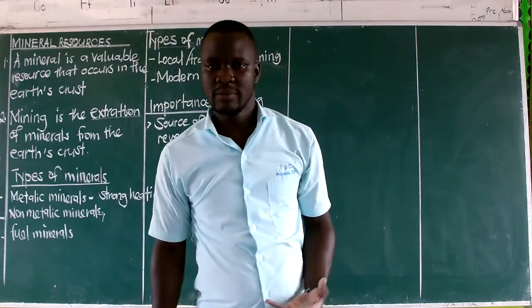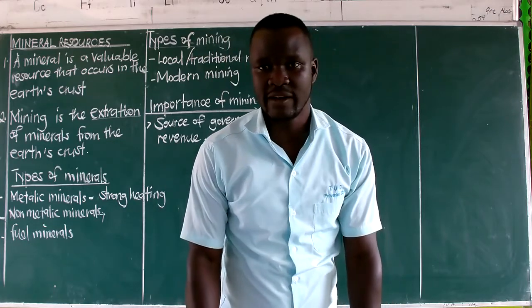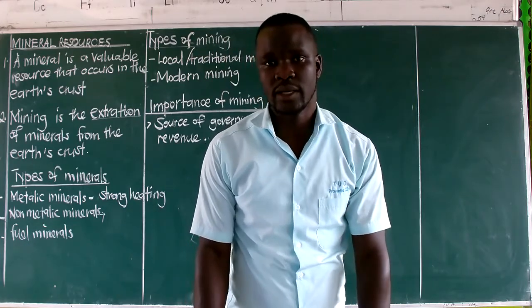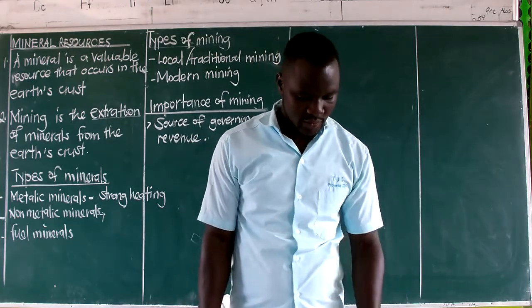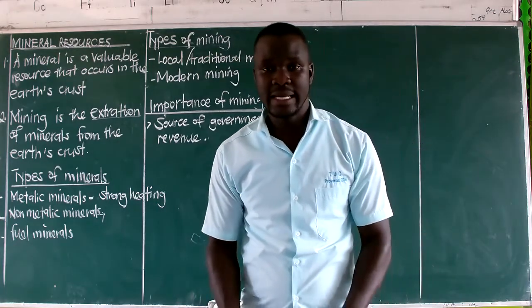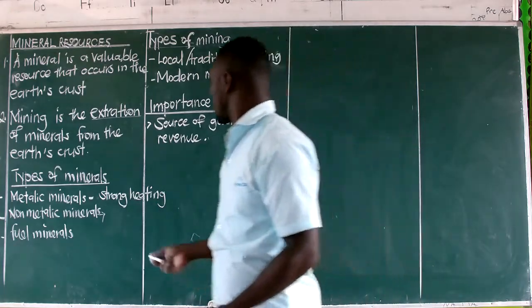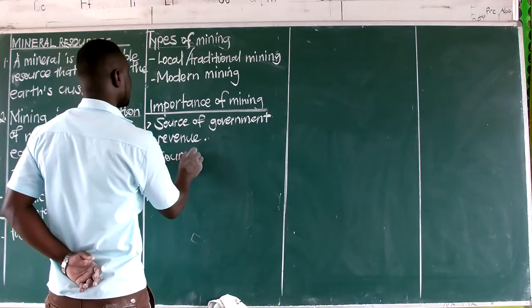And if we are to remember when we were in primary 5, we say that the major source of government revenue is taxation. That is how the government gets its money. Taxation. That is taxing people. Then we have also mining providing jobs. For that we say mining is a source of employment to people.